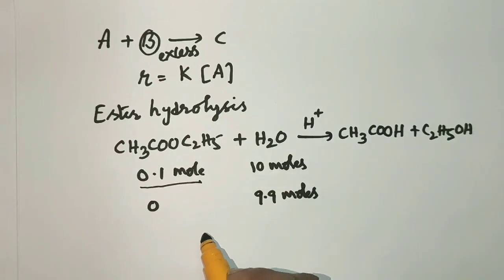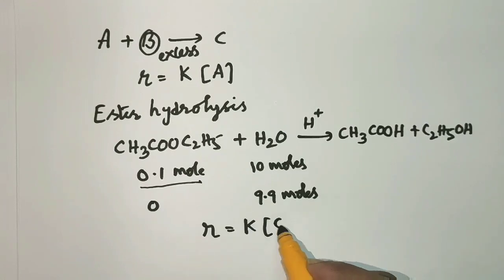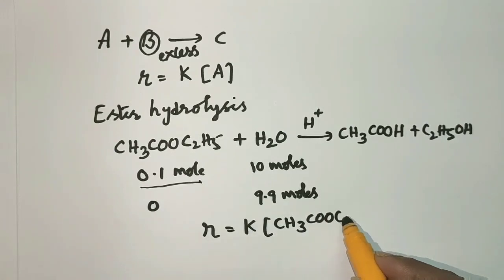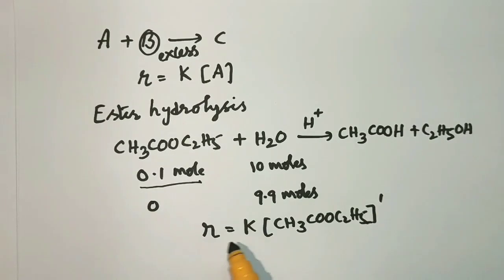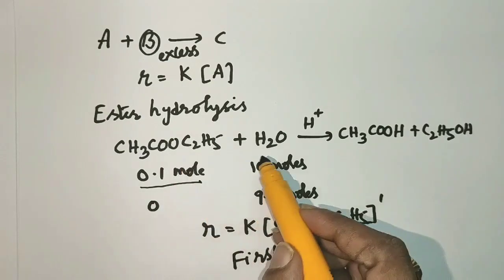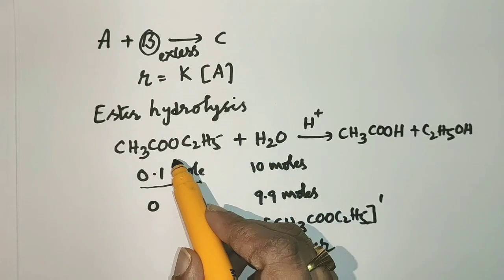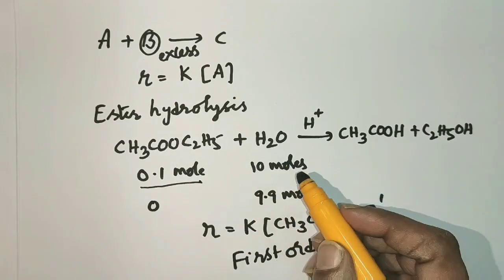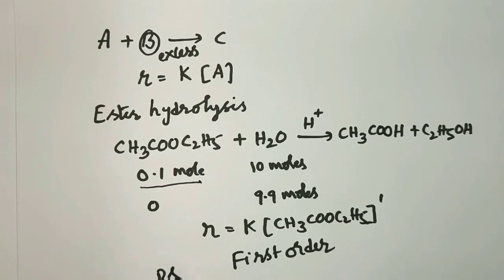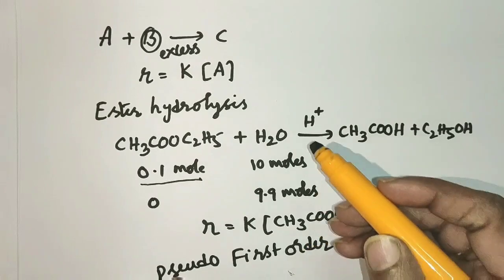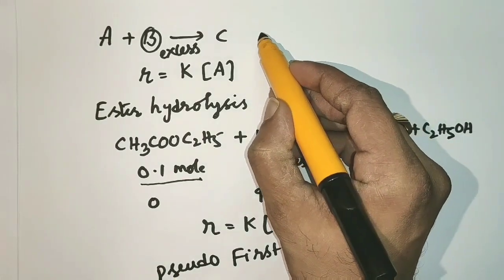So from that information we can write down the rate equation R equal to K into concentration of ethyl acetate to the power 1. So order of this reaction is 1. Means it is a first order reaction. But in this elementary reaction, two reacting species are involved. So it will come under pseudo first order reaction. One more example for this pseudo first order reaction is sucrose hydrolysis.